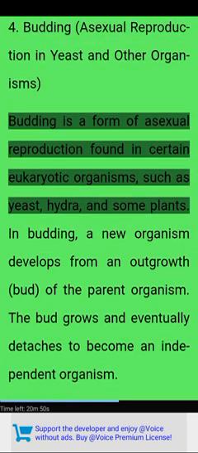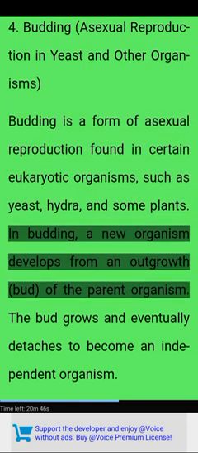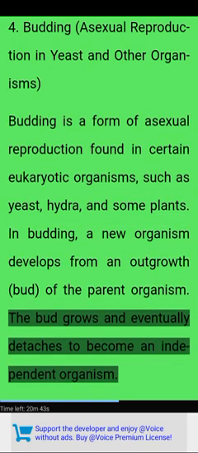Budding is a form of asexual reproduction found in certain eukaryotic organisms, such as yeast, hydra, and some plants. In budding, a new organism develops from an outgrowth bud of the parent organism. The bud grows and eventually detaches to become an independent organism.